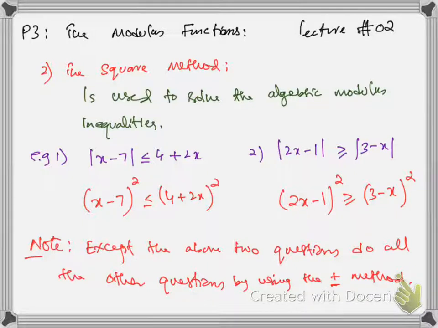Today we will begin with the modulus functions and we will discuss the square method. This method is used to solve the algebraic modulus inequalities. Here are the examples of algebraic modulus inequalities. In example number 1, we can remove the modulus by squaring on both the sides, and in example number 2, we can remove the modulus by squaring on both the sides.